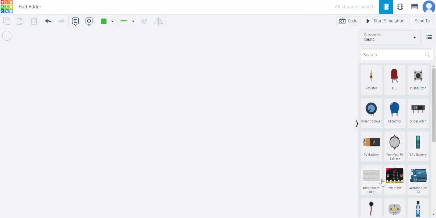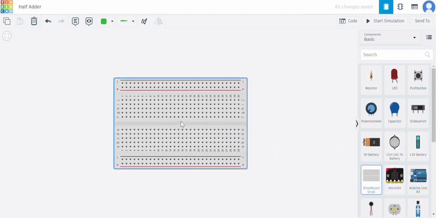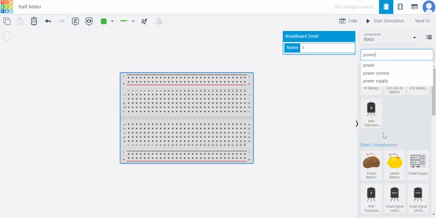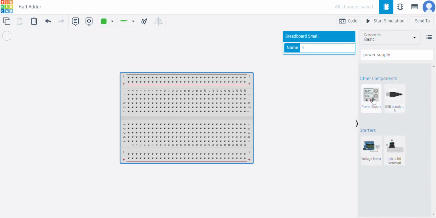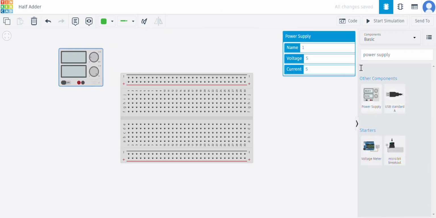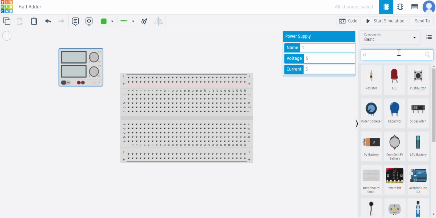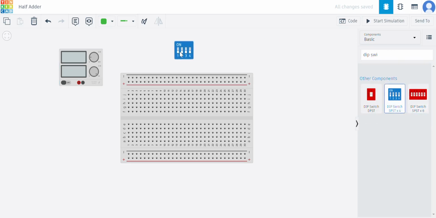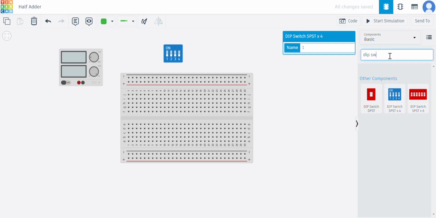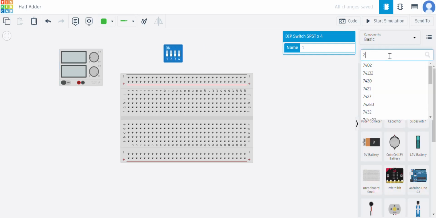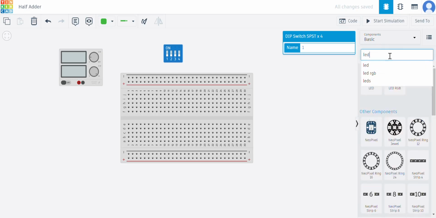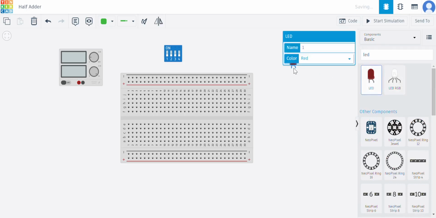What all we need is the breadboard for placing the ICs, one power supply for giving the power. We also need one DIP switch because we need to change the inputs. We need to switch them between high and low. So we take a switch. We need two LEDs to take our output. So we type here LEDs and we take two LEDs.